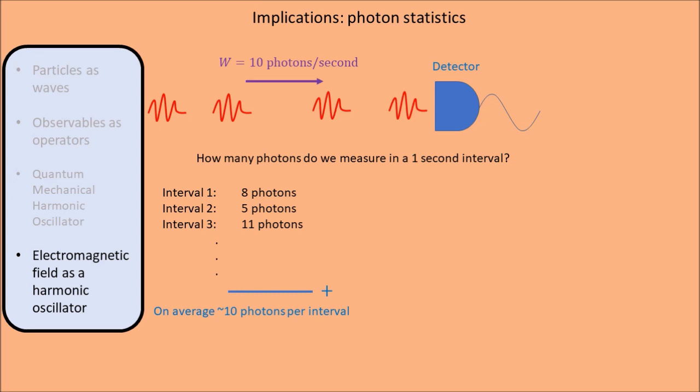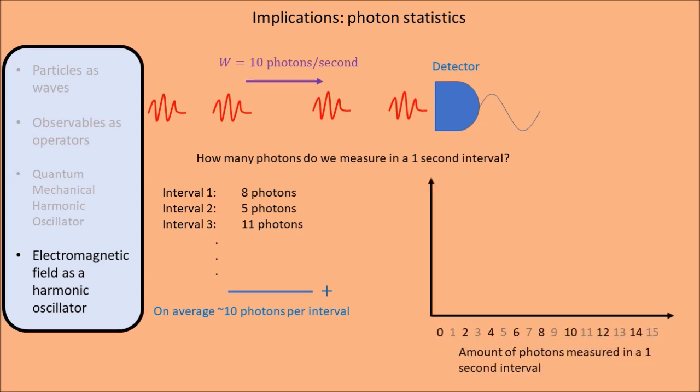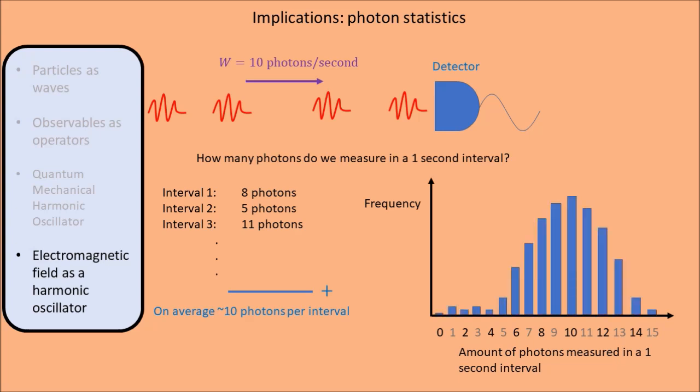What we can do now is plot a histogram of the photon statistics. So on the horizontal axis we can put the amount of photons detected in a 1-second interval, and on the vertical axis we can put how often we detect that amount, which we also call the frequency, and which is not to be confused with the optical frequency omega of the electric field. We will find a distribution that has its mean at 10 photons, but also has a certain spread caused by the random fluctuations.